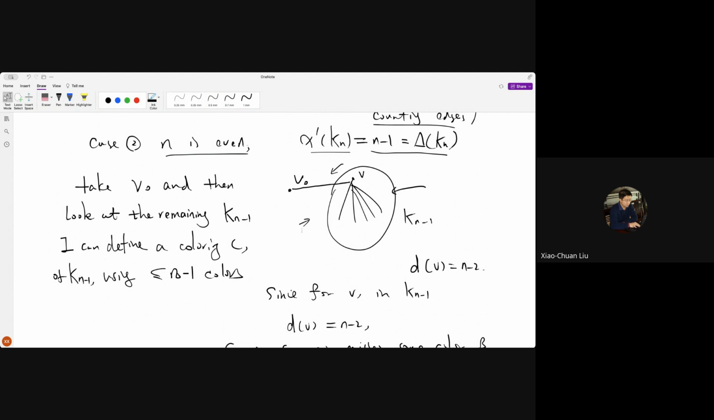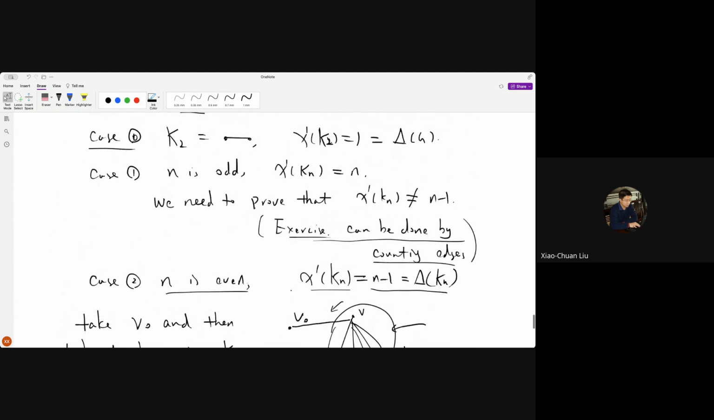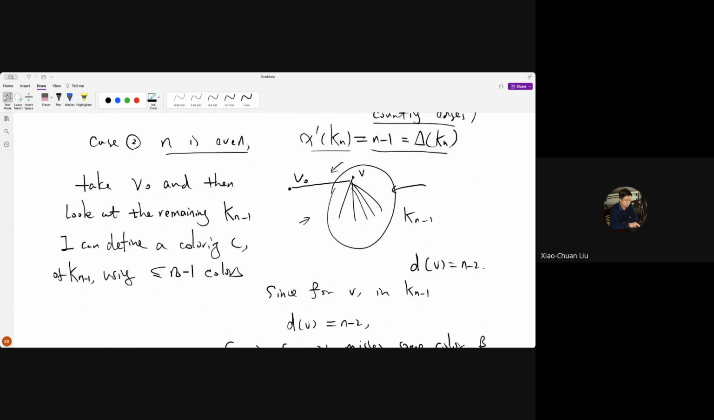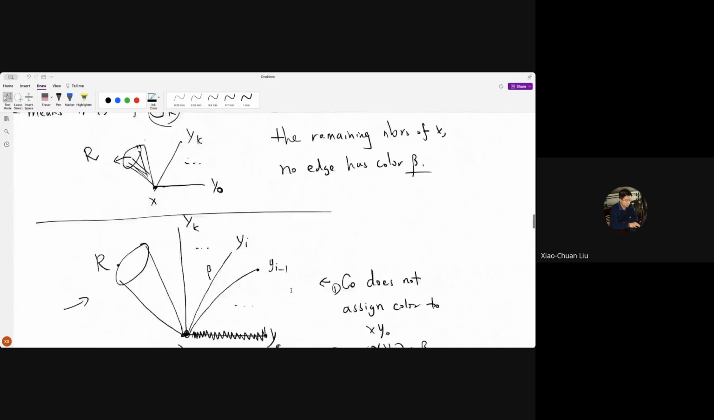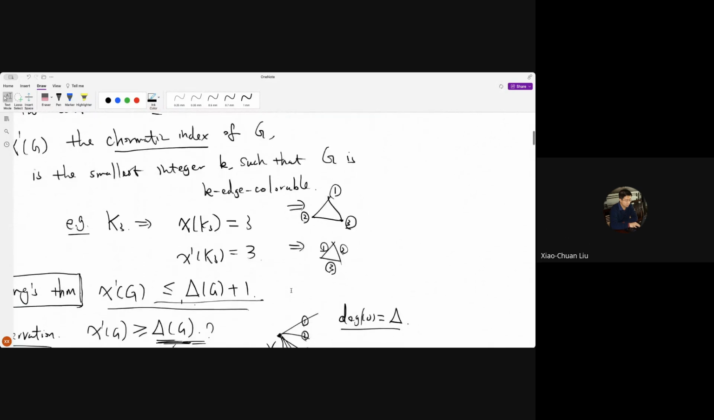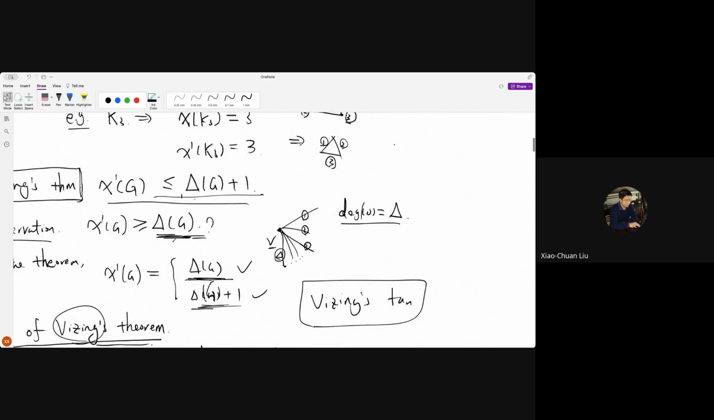Okay, so maybe I should have introduced this earlier, because after a difficult proof, it's a bit difficult for you to concentrate. But this is an example because it's natural to look at complete graphs. And even for complete graphs, you see two different situations, delta G and delta G plus 1, as the chromatic index. All right, so that's all.